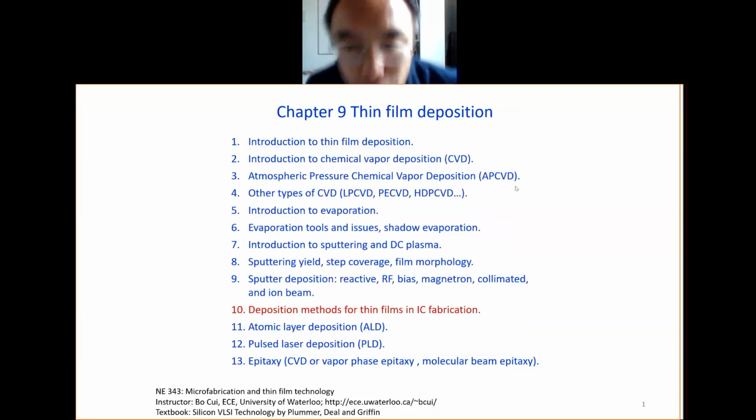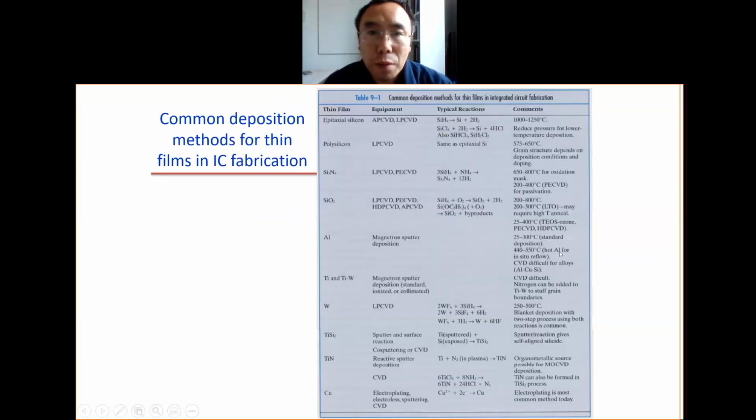So now let's look at the last part of the thin film deposition. This is the summary of the thin film deposition. For example, for the epitaxial silicon, we use APCVD. Sometimes we use low pressure CVD. This is done at high temperature. The high temperature gives you epitaxial film.